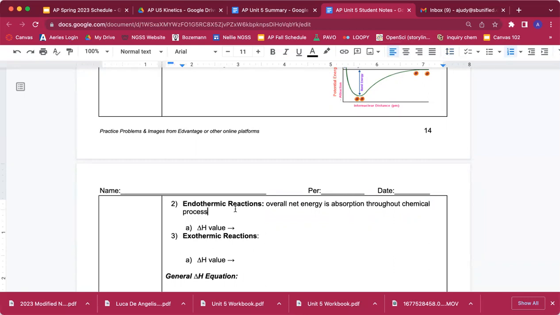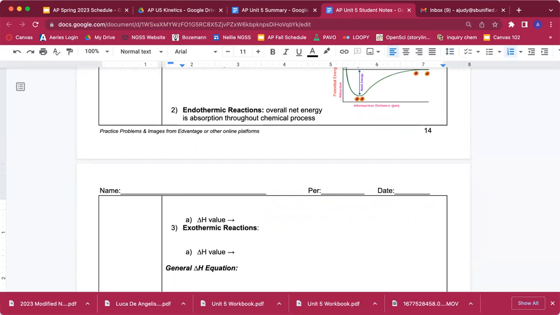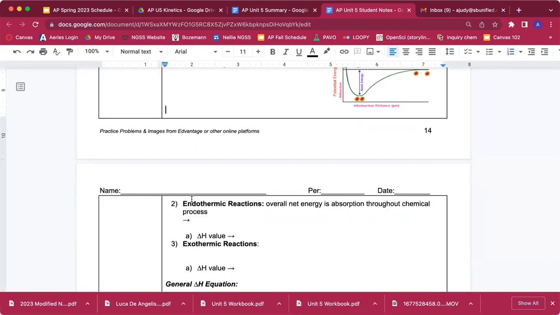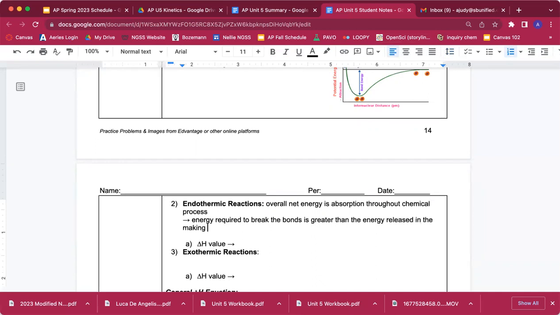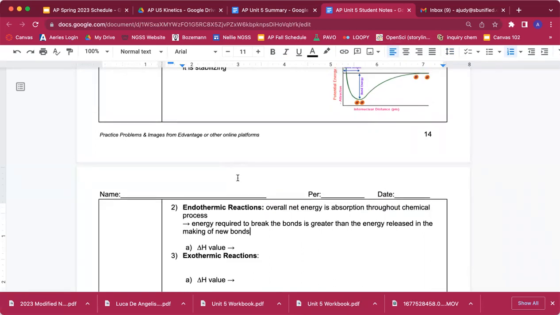For example, we see that the energy required to break the bonds is greater than the energy released in the making of new bonds, is how we understand it from a particulate level. And the key here is to remember that you're still technically releasing energy when you make the new bonds.